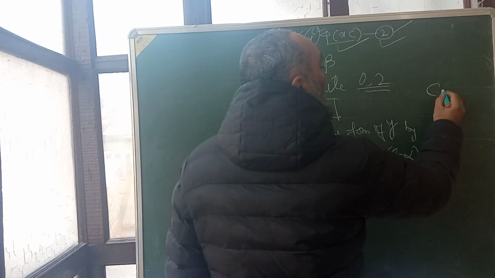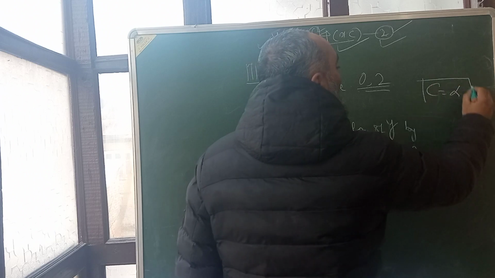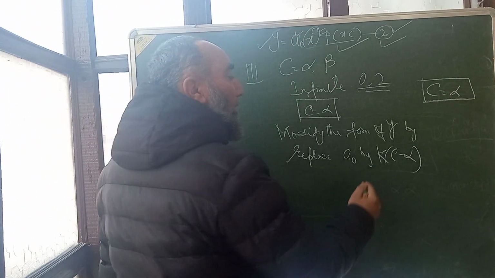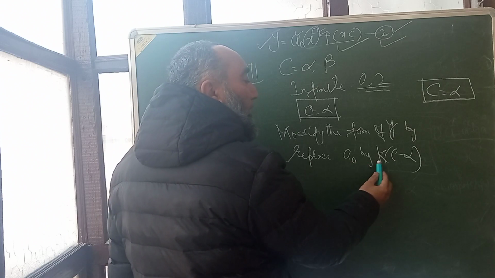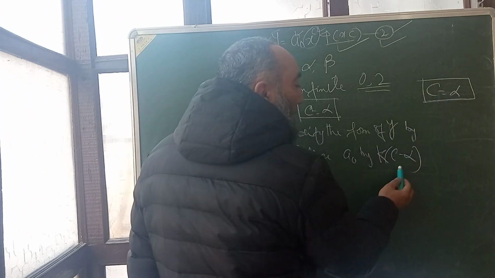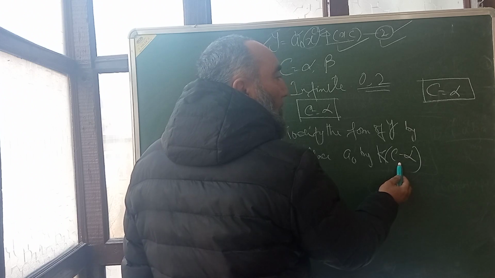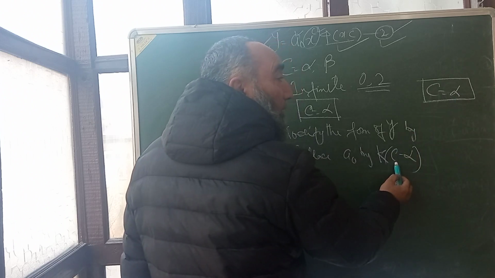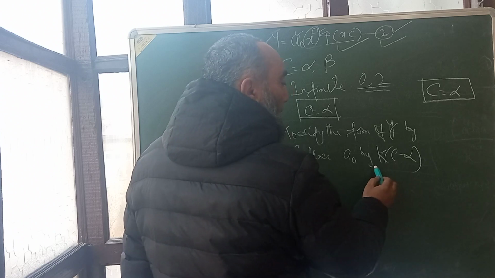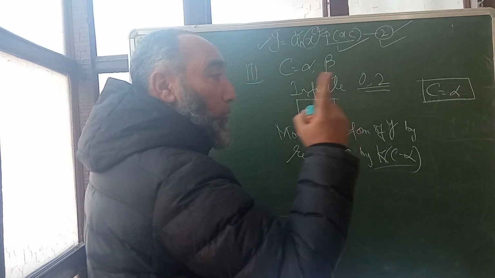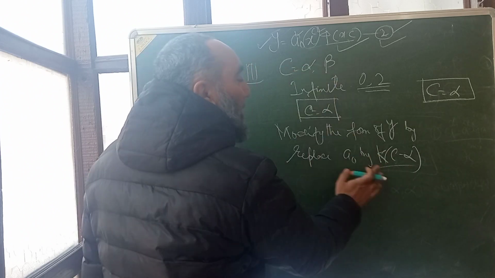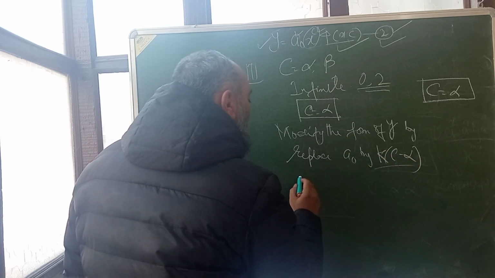If c equal to alpha is the root which makes some of the coefficients infinite, then I replace a0 by k times c minus alpha. If it is minus alpha, then c plus alpha. If it is 2, then c minus 2. If it is minus 5, then c plus 5. Okay? Got it? Then, the two solutions. When I change a0 to k times c minus alpha, I will get a function of this form.